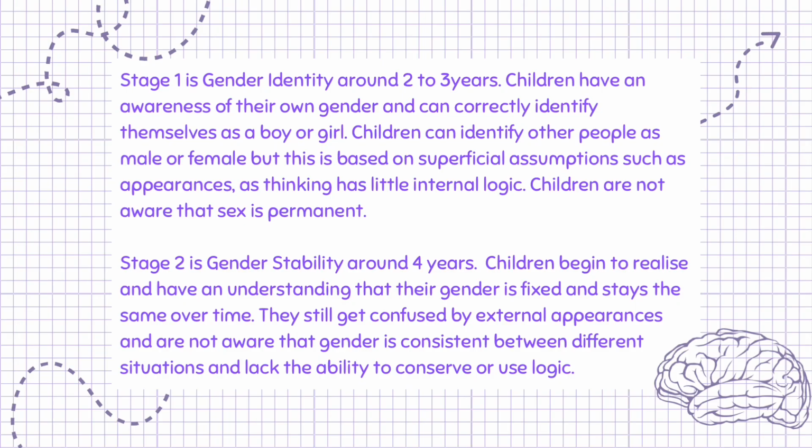Stage 2 is gender stability, around 4 years. Children begin to realize and have an understanding that their gender is fixed and stays the same over time. They still get confused by external appearances and are not aware that gender is consistent between different situations, and lack the ability to conserve or use logic.